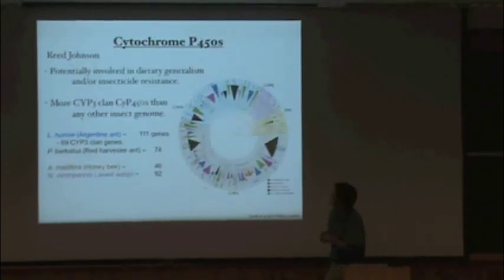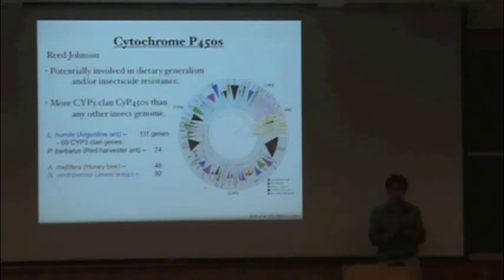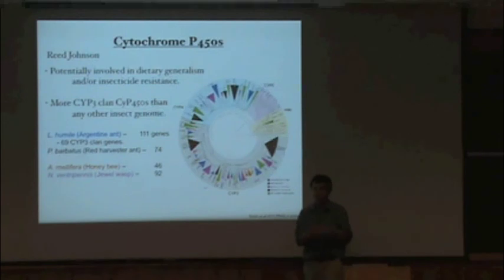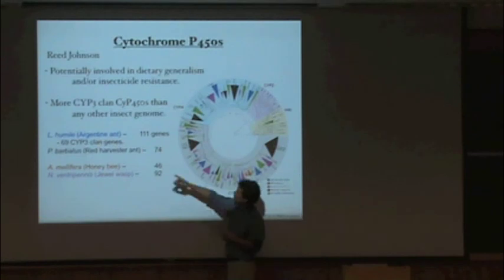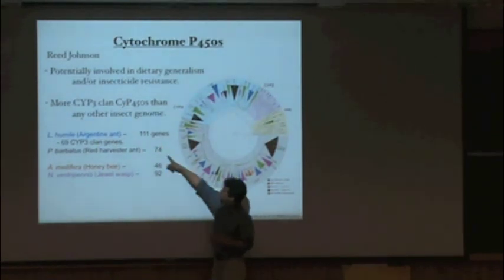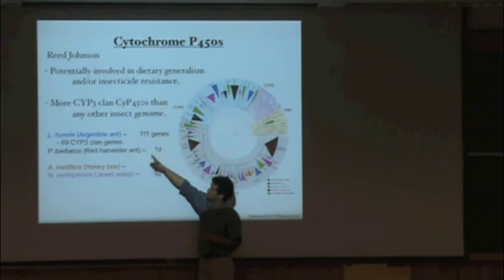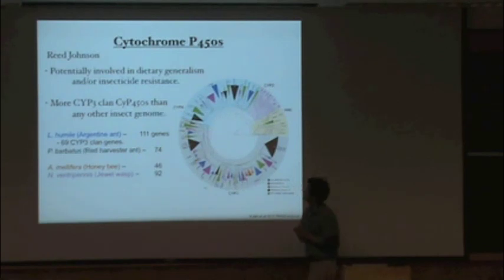Okay, and then I'll just close with this one. So this is a gene family known as cytochrome P450s. And we do have a lot of cytochrome P450s. These are something that's very conserved across multicellular organisms. And they're typically used for detoxifying things, especially things in the diet. And it turns out that Argentine ants have a huge number of these as well. They have 111 of these genes compared to just 74 for the most closely related ant genome, the red harvester ant, which has come out recently.